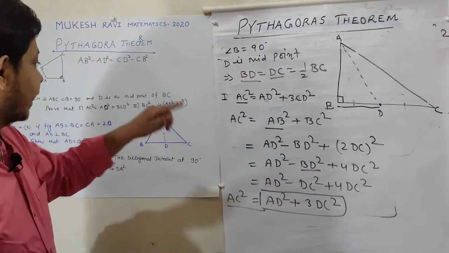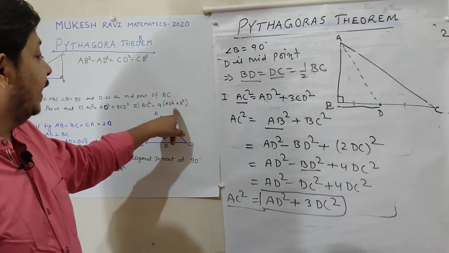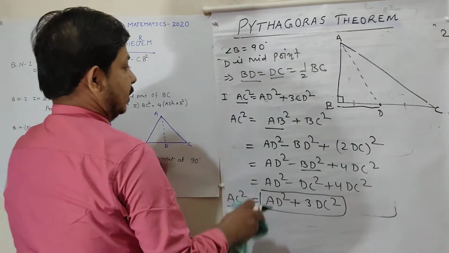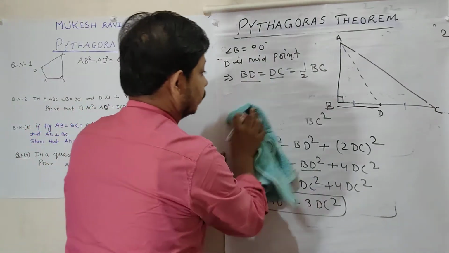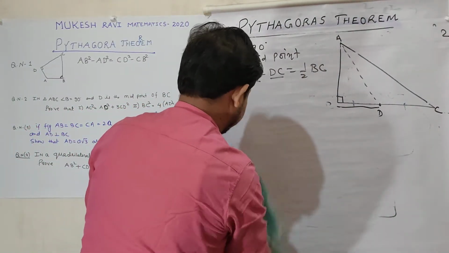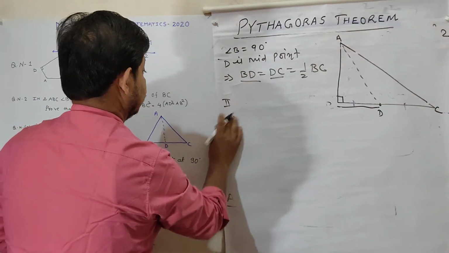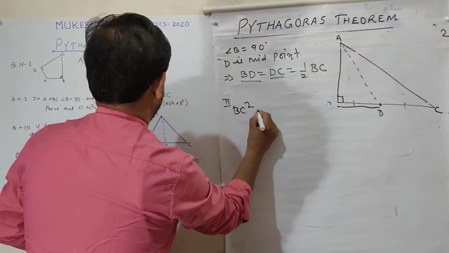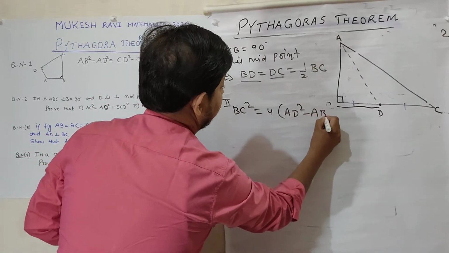Now coming towards the second point, BC square. This BC square is equal to 4 of AD minus AB. Now same question, but the second part. First part is over. Second part is BC square is equal to 4 AD square minus AB square.